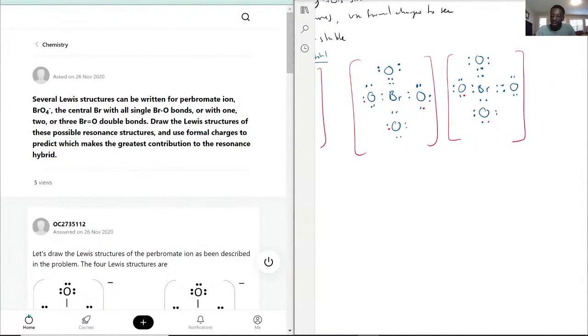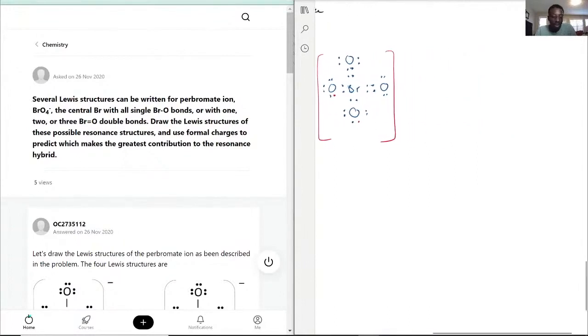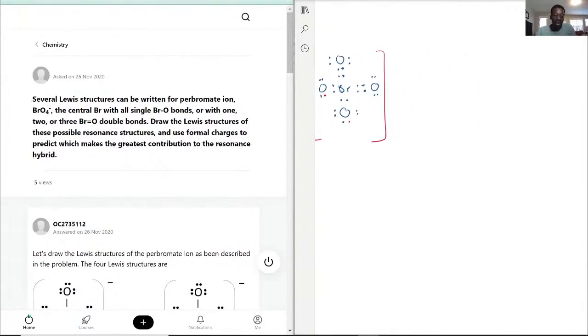Okay, and now for the fourth iteration, we have 3 bromine double bonds. Okay, so it's going to be bromine, double bond here, double bond here, double bond here, and one oxygen by itself. Oops, one non-double bond oxygen.